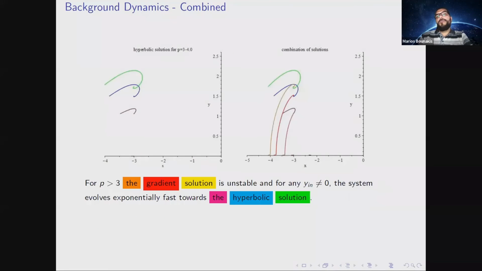I can now combine the 2 solutions, and we can see manifestly that for p larger than 3, the gradient solution is unstable, and any non-zero initial angular velocity of the system then evolves towards the hyperbolic solution here. And this makes it evident that the hyperinflation is an attractor in the regime that the gradient solution is a repeller.